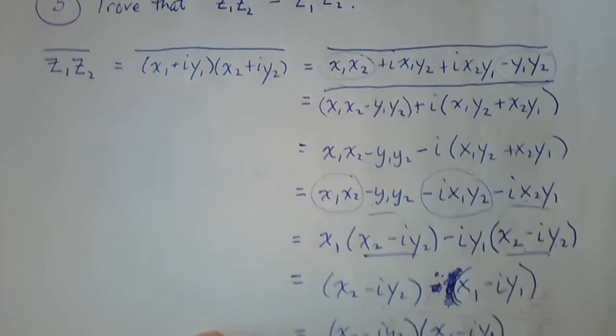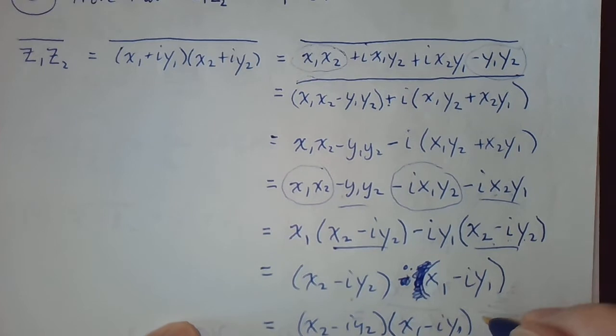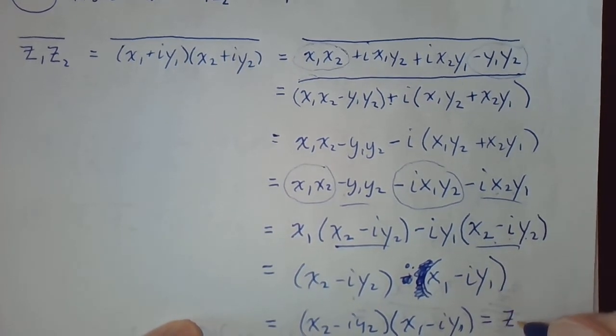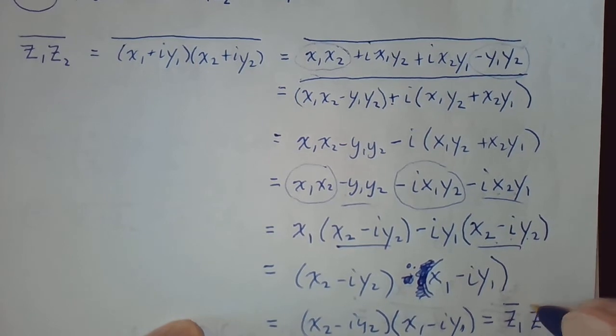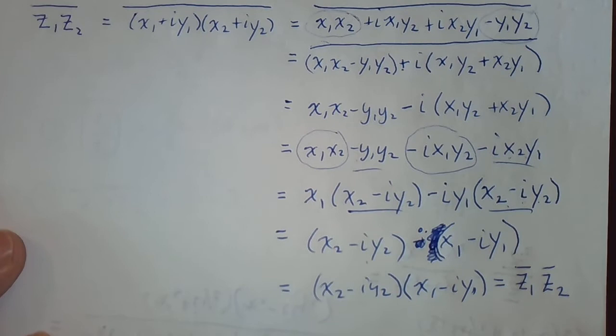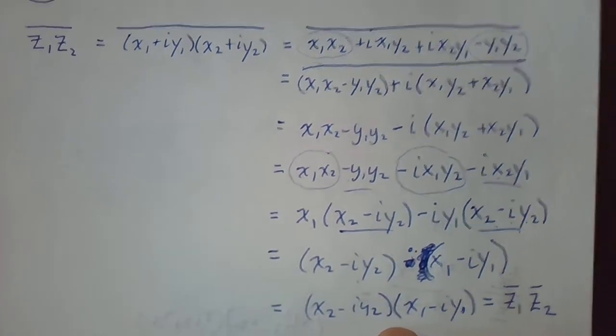And notice that we have z2 complex conjugate here. And here we have complex conjugate of z1. So that is, in fact, I'm going to switch the order, z1 complex conjugate times z2 complex conjugate. Again, I switched the order here, but that's fine because of the commutative property for multiplication of complex numbers.